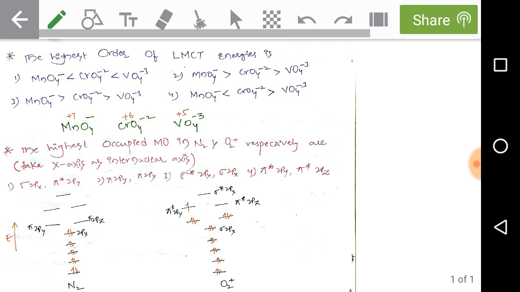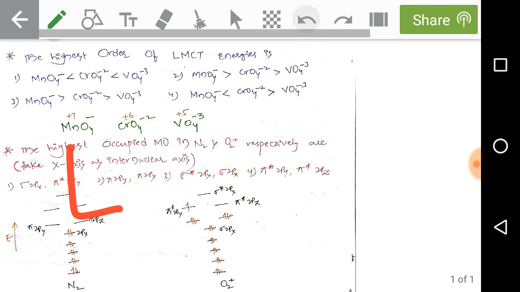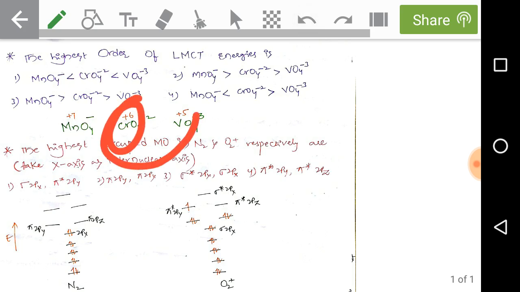So here, just understand the information given in the problem. Highest order of ligand to metal charge transfer energy means whenever charge is transferring from ligand to metal, we need to check the order in increasing order of energies. In that case, the first one is MnO4, where manganese is in +7 oxidation state, chromium is in +6, and vanadium is in +5, with the same ligand.